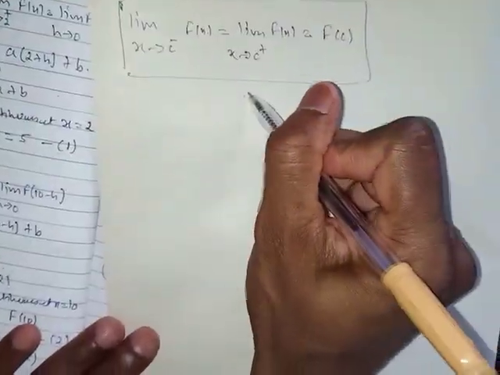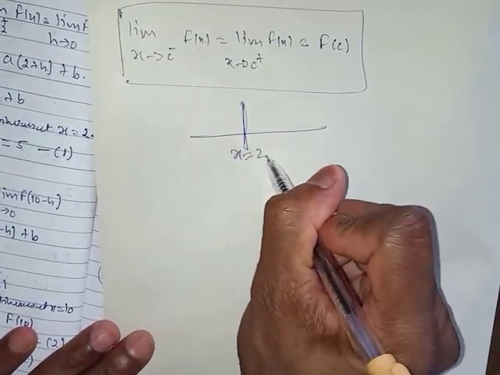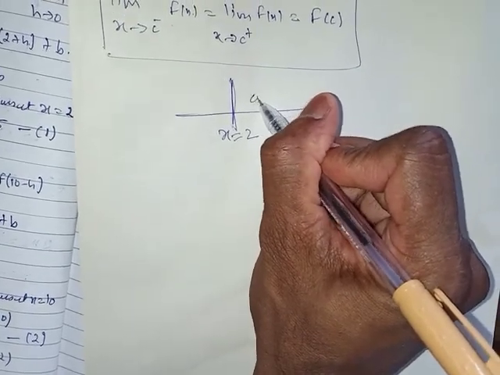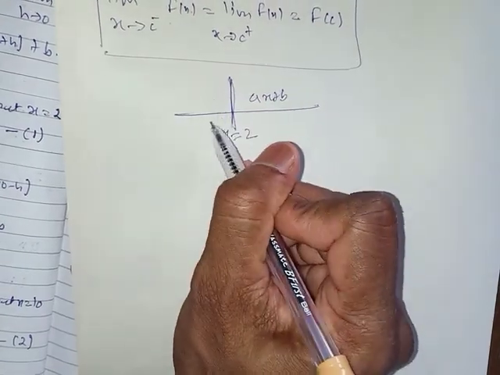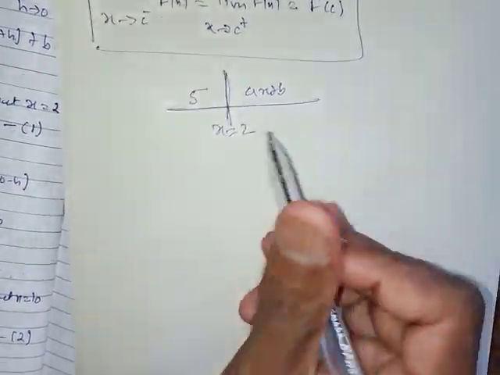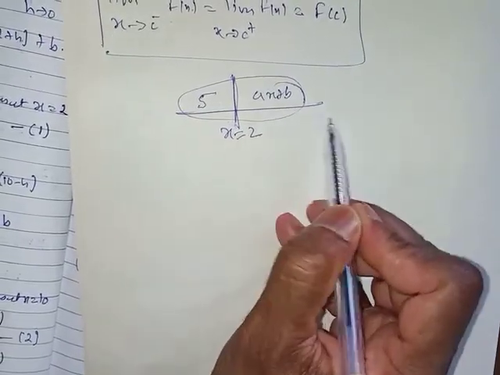See, like this, as I taught you before, x is equal to 2. On the right hand side, what do we have? It is ax plus b. Less than means left hand side, 2 minus. What do we have? 5. So this is it. Always you have to draw. If you don't get it, draw this and then start.